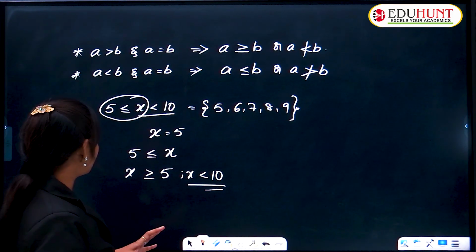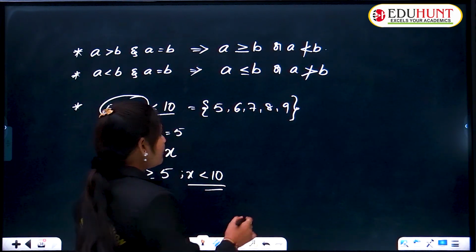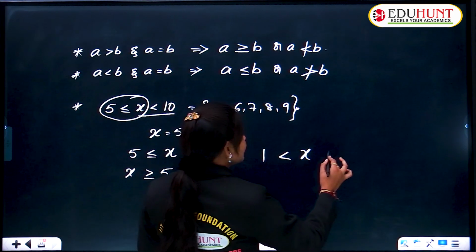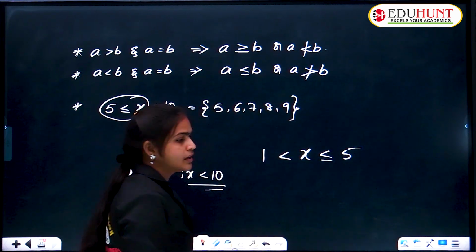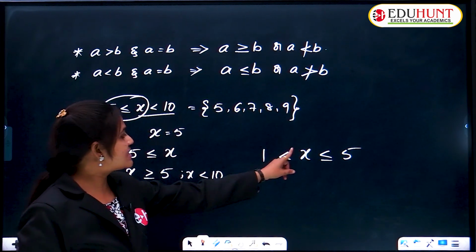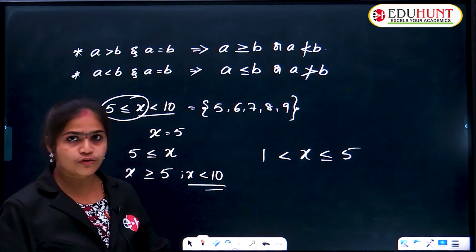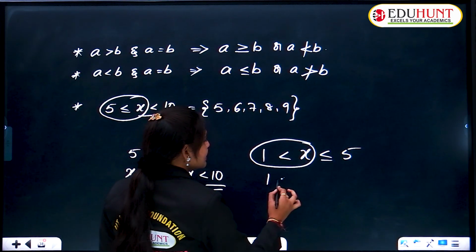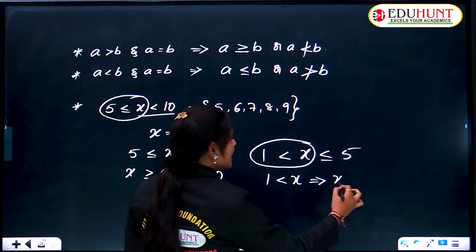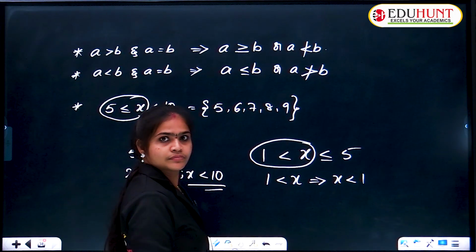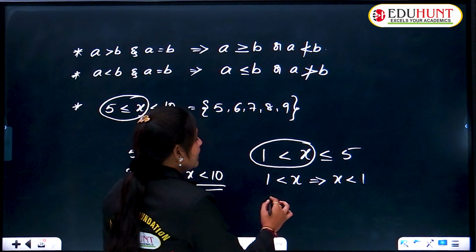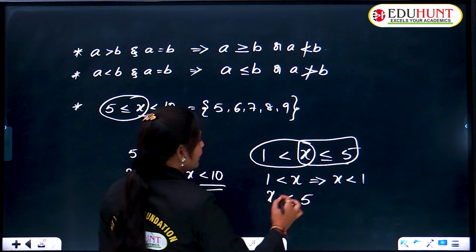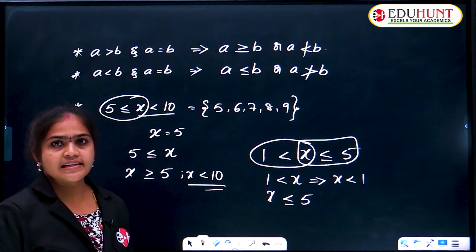Okay. And in the same way, x greater than 1, see that. For example, 1 is less than x, x greater than 1 and x is less than or equal to 5. How to write this one? First you have to choose these two. 1 is less than x means we can write this one as x is greater than 1. And in the same way, here by taking these two, x is less than or equal to 5.